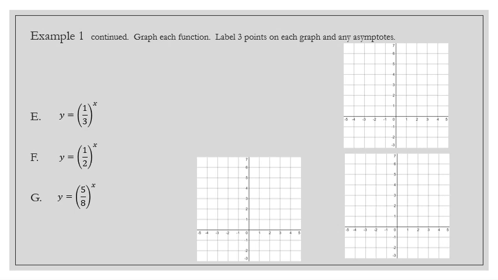Okay, and we're actually going to start right where we left off. So still example 1, and we're up to part E. So again, we want to label 3 points on the graph and any asymptotes. We're going to start with 1/3 to the x power. Okay, so this time our base is a fraction between 0 and 1. So we know we're going to get exponential decay.